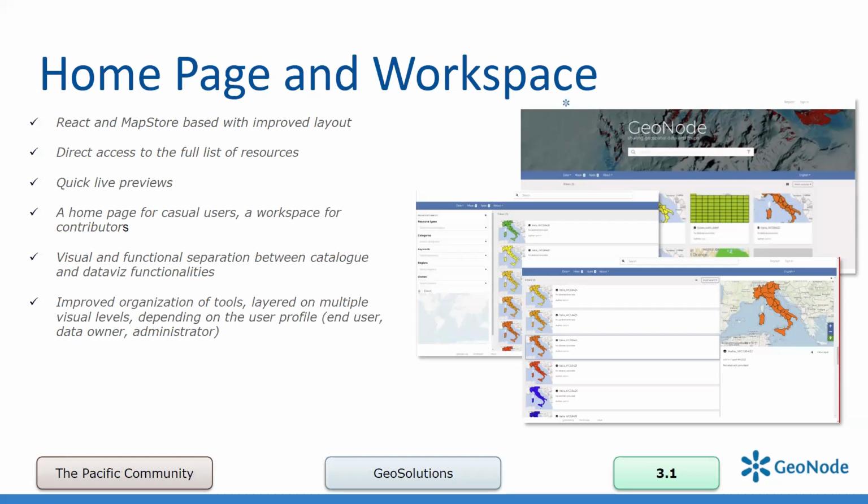And when you click on a card, you will have a live preview without having to enter the detail page for the layer or the map and so on. So in one quick glance, you have everything. On the left sidebar, there are filters, similar to what we have in the layer list on the search page. So the faceted search and filter is still available, but a bit redesigned. The idea here is to merge the homepage with the list of resources.